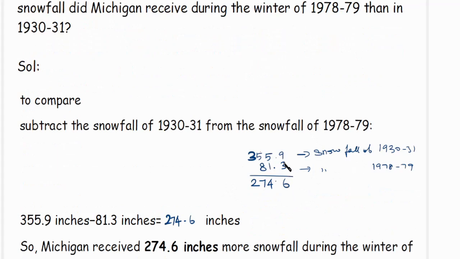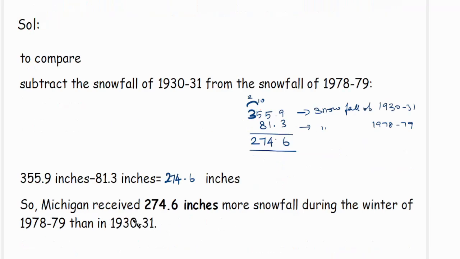So easily that. 9 minus 3 is 6. 5 minus 1 is 4. So 5 minus 8, we cannot directly subtract. So we have to borrow a digit, 10, and it becomes 2. So 15 minus 8 is 7, and the 2 becomes here. 274.6 inches is the difference. So this is the difference in inches. So Michigan received 274.6 inches more snowfall during the winter of 1978-79 than in 1930-31.